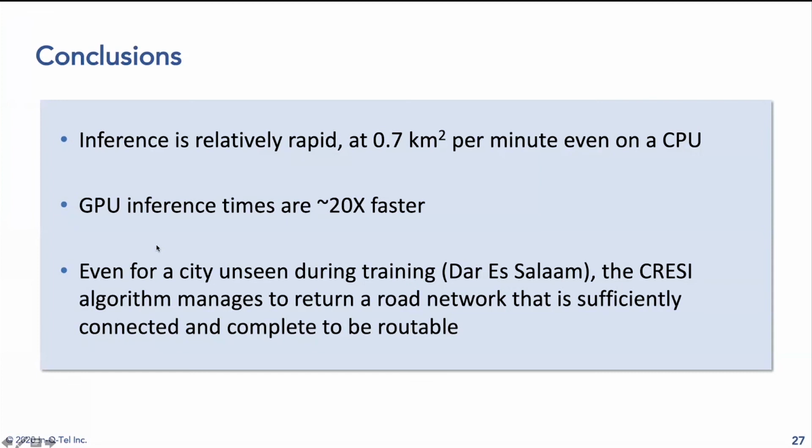So we showed how to do that. A few takeaways. Even with just a MacBook Pro, we're running at 0.7 square kilometers per minute. GPU inference would be much faster, clearly. And what's exciting, among other things, is that even for a city unseen during training, in this case Dar es Salaam, the CRESI algorithm managed to return a routable road network. And this is true for all the top 5 winning SpaceNet algorithms as well. That was something we really wanted to see if it worked, and it turns out it does work pretty well, which is pretty cool.